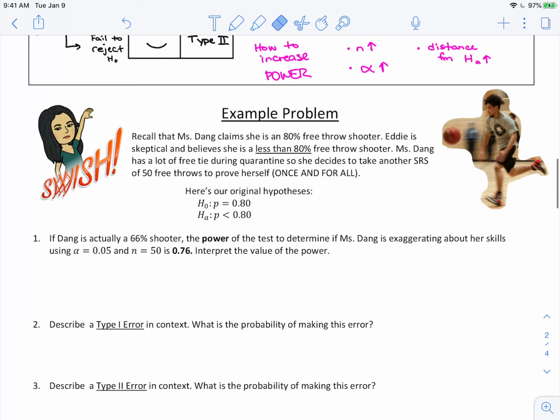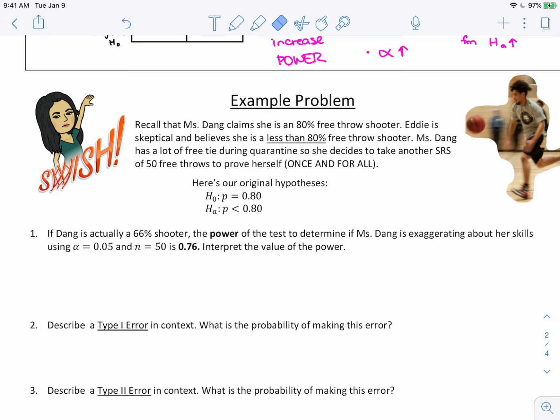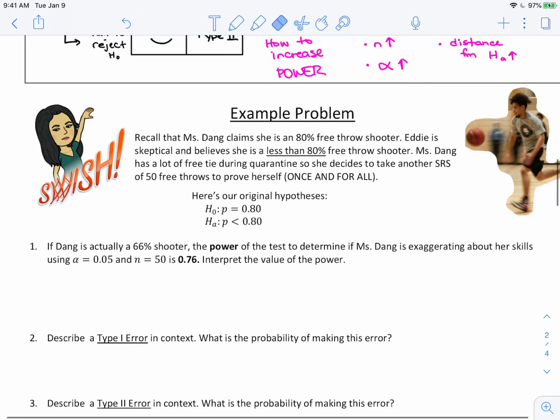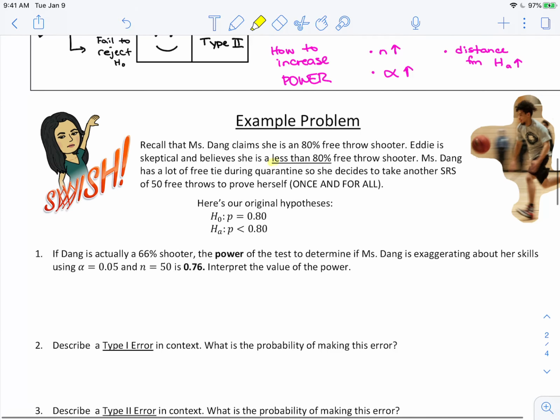So flashback, think back to a time before quarantine and whatnot. Remember when we played basketball and I told you guys that I was an 80% free throw shooter? Well, Eddie doesn't believe me. He thinks I'm a less than 80% free throw shooter. But he doesn't want to say anything because nobody wants to make Miss Dang upset.